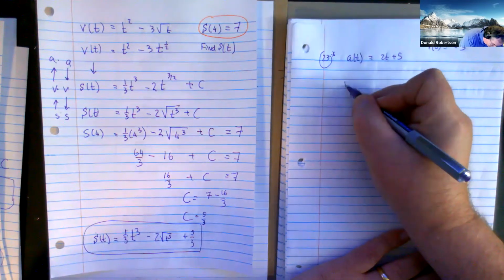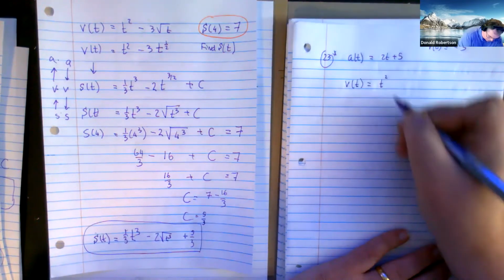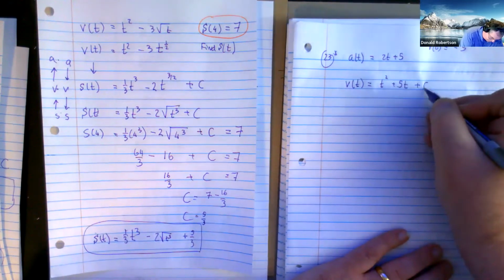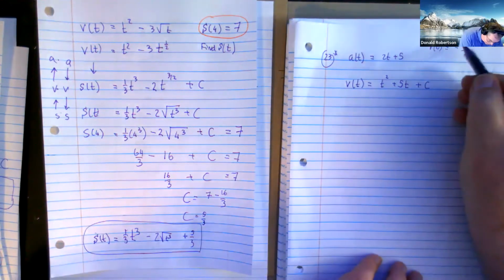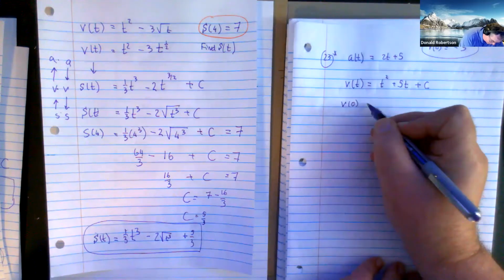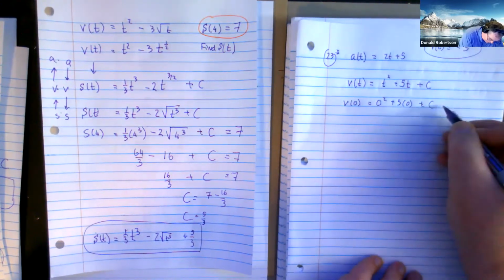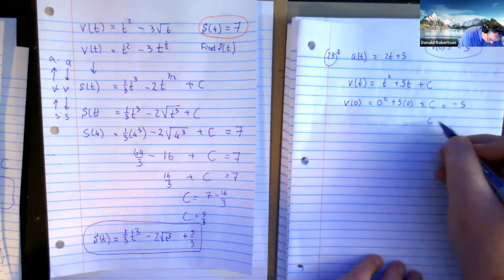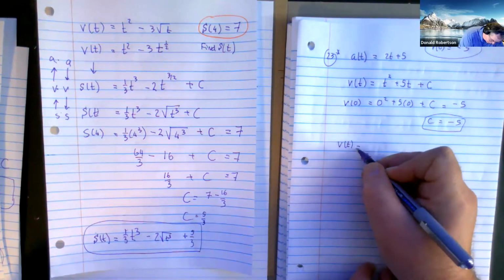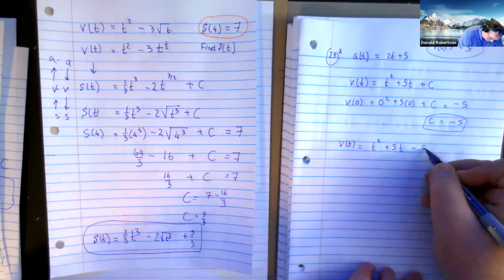So if I do the antiderivative of acceleration, I get velocity. Power rule, add 1 to power, divide by the new power. 5 gets you 5t plus c. I'm going to use this piece of information to get c. So the velocity at 0 is 0 squared plus 5 times 0 add c, and that has to be -5, and that's an easy one to do. The answer is -5. So I now know everything you need to know about the velocity. It's t squared plus 5t minus 5.